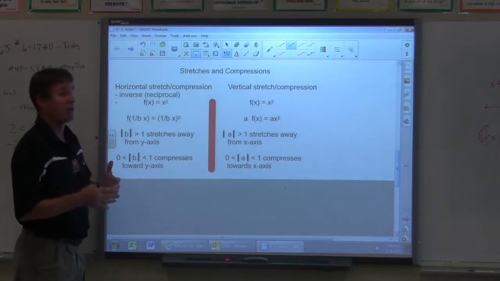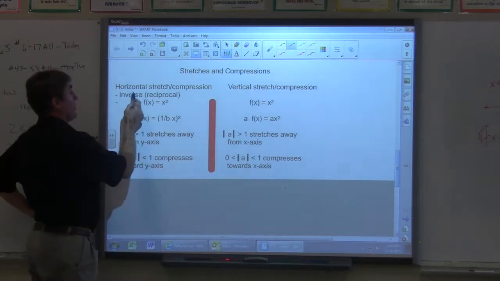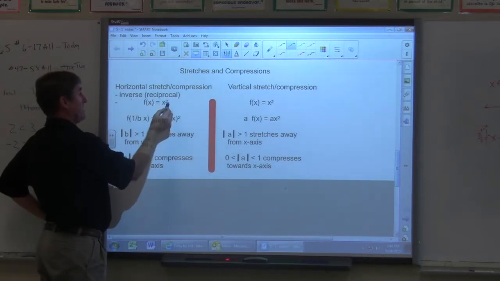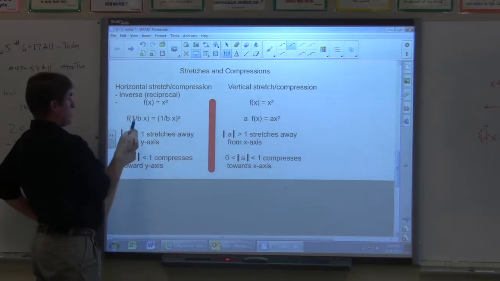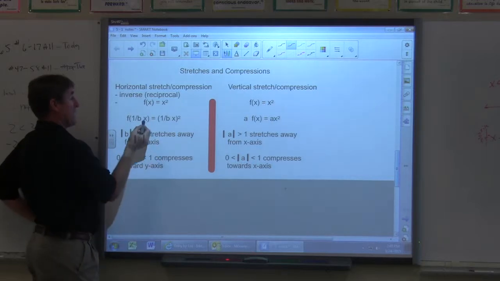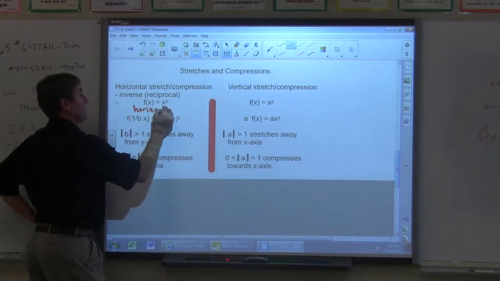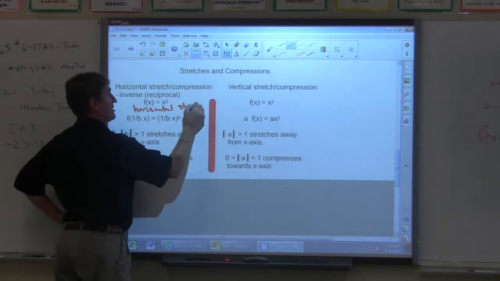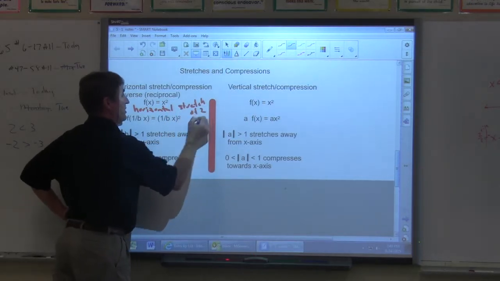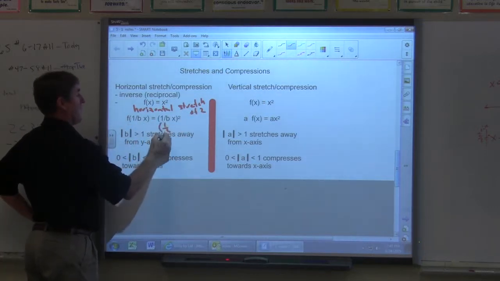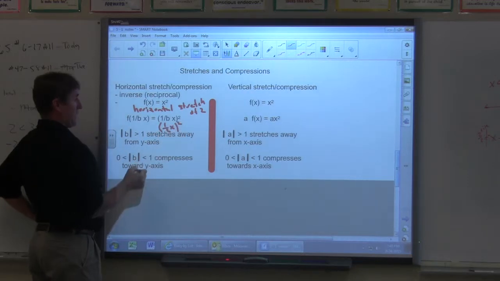Again, hopefully this is real familiar from the absolute value. If it's horizontal, stretch or compression, remember it's the inverse, and because it's multiplied, it's the reciprocal. So if it's horizontal, it's inside, so remember that's 1 over b. So if we said, let's go horizontal stretch of 2, so b is 2, so that would be written 1/2 x squared.